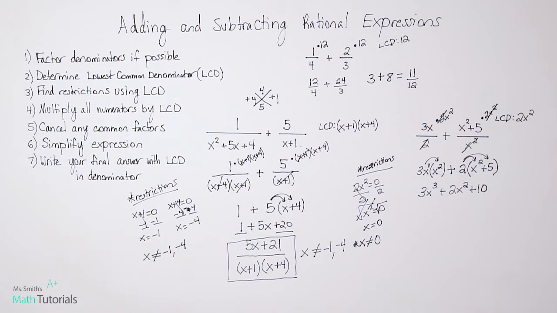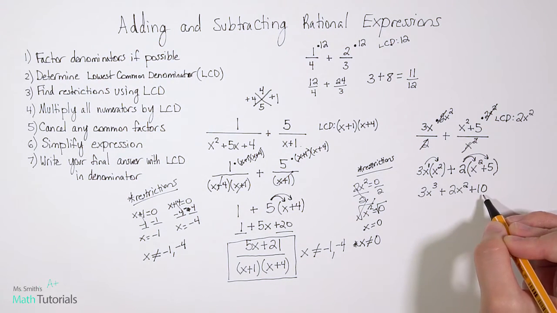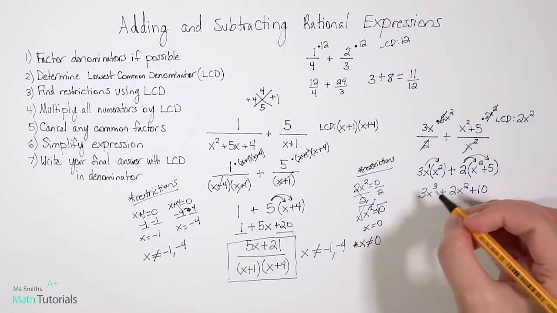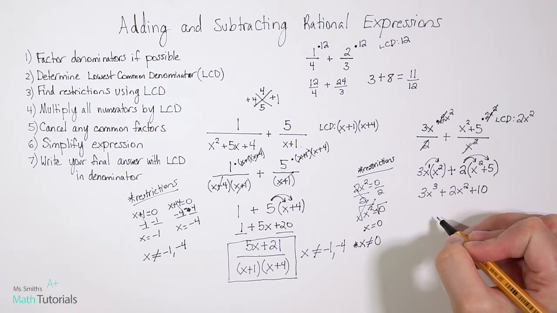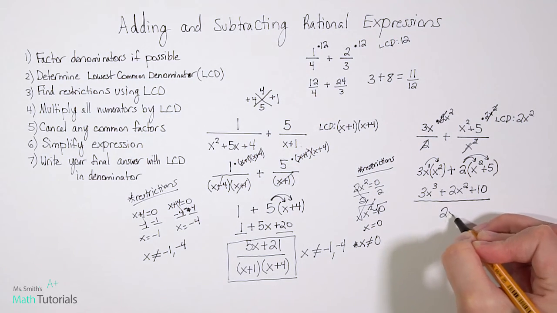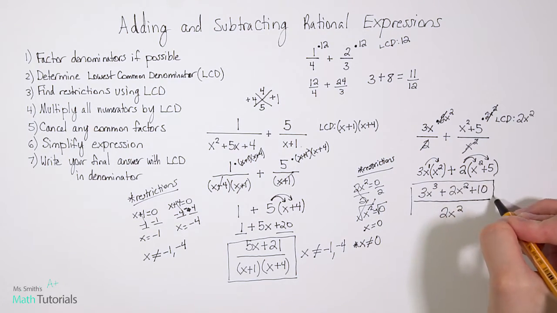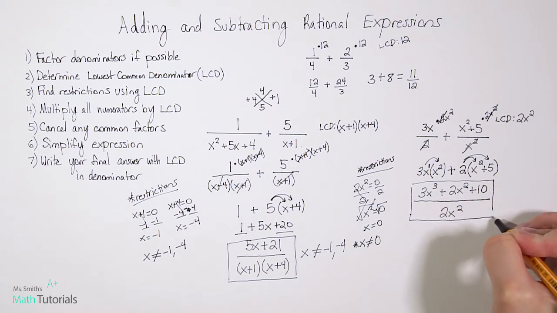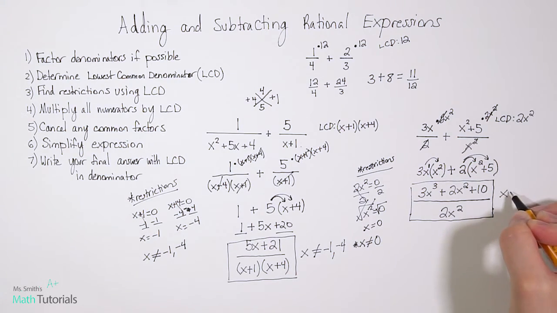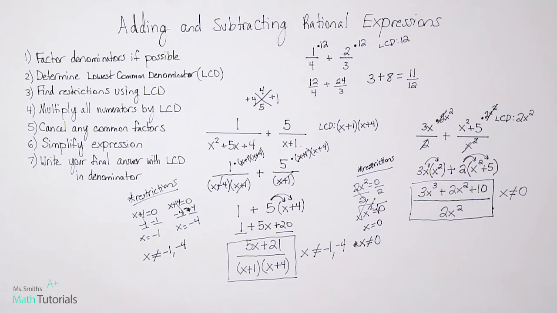At this point, you'd want to see, are there any like terms we can combine or anything? And we cannot. These are all not like terms. So at this point, we've simplified as low as we can go, and we're ready for step 7, which is write your final answer with the LCD in the denominator, 2x squared. So at that point, this is our answer. But we do want to note the restriction. x cannot equal 0, as we found out over here.